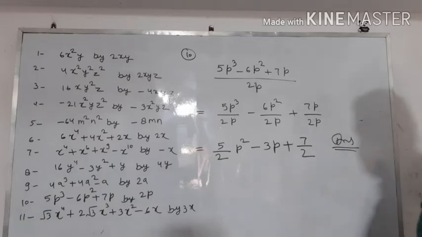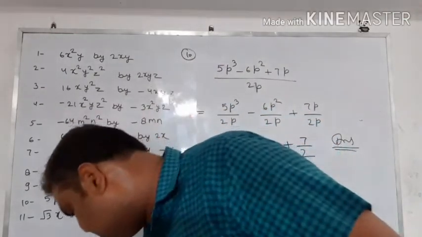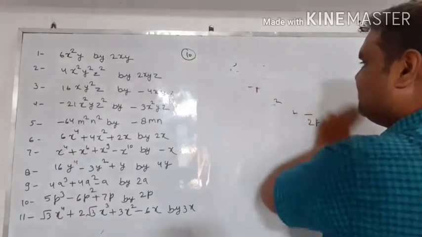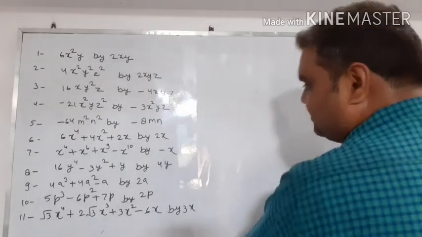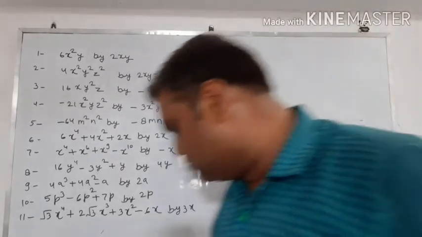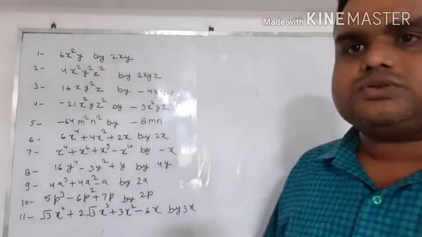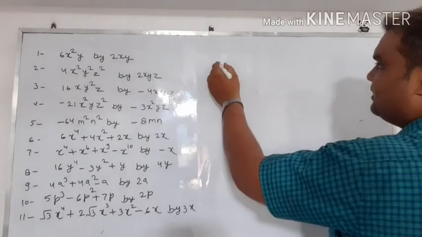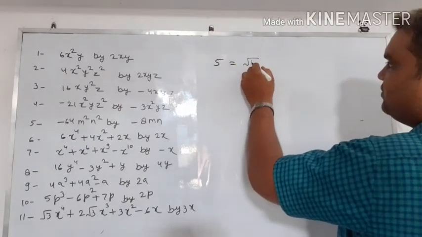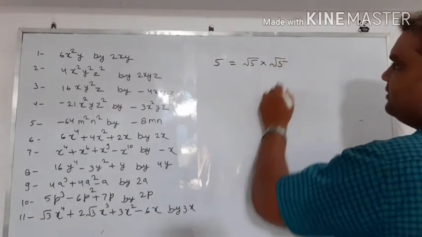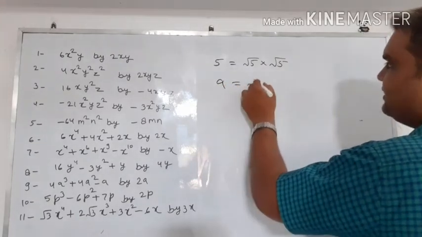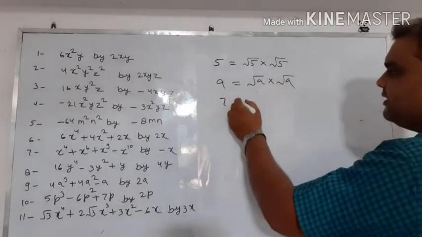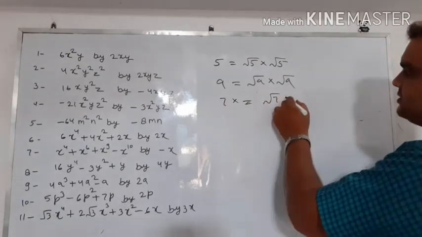Now we shall discuss the very last question of this exercise, that is question number 11, and a very tough one also. Before solving question number 11, I want to tell you something extra that is required. Always remember that 5 we can write as under root 5 into under root 5. A we can write as under root A into under root A. 7 we can write as under root 7 into under root 7.